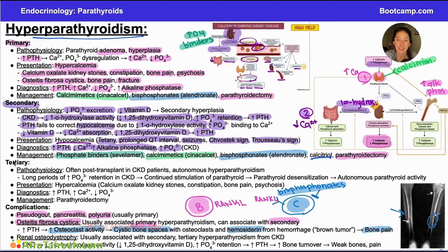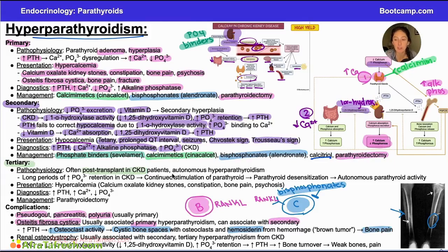Now, the final cause of hyperparathyroidism that I want to talk to you guys about is tertiary hyperparathyroidism. And I like to think of tertiary hyperparathyroidism as kind of a form of primary hyperparathyroidism that results from secondary. That's why we often see it in our post-transplant CKD patients, because your kidneys were letting all this extra phosphate float around, your kidneys were unable to do their job, and you had this elevated level of parathyroid hormone for a really, really long time.